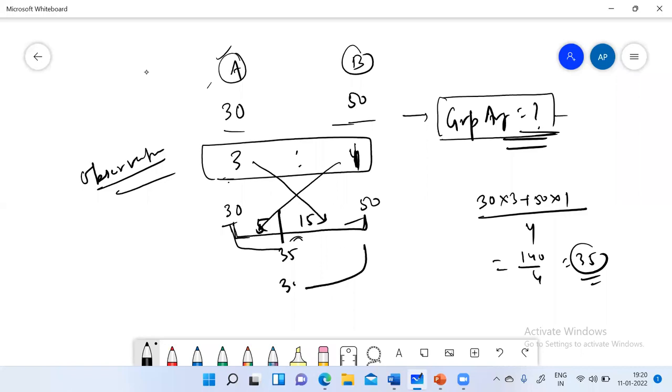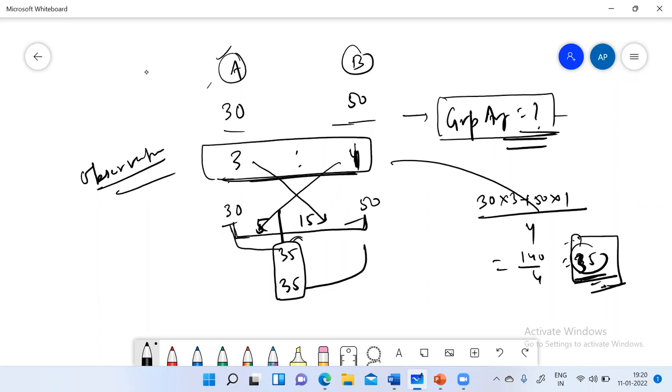Sir, I didn't understand this. I was just trying to give you an observation. The average that we got, 35. Is it okay for you? नहीं sir, समझ नहीं आया. अरे 3:1 में तो हमें एवरेज 35 मिल रहा था ना. हाँ वहां तक समझ गया. ओके.